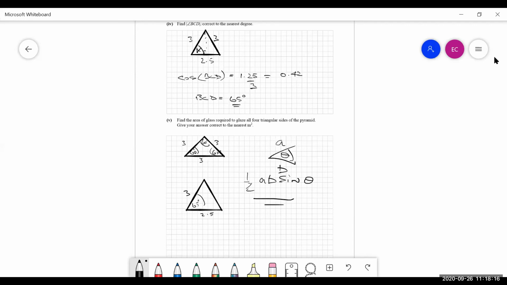So in the case of this second triangle here, we can use that. So we can say half by 3 by 2.5 by the sine of 65. So that can be used in that case in the second triangle. So that's a very important formula to be aware of.